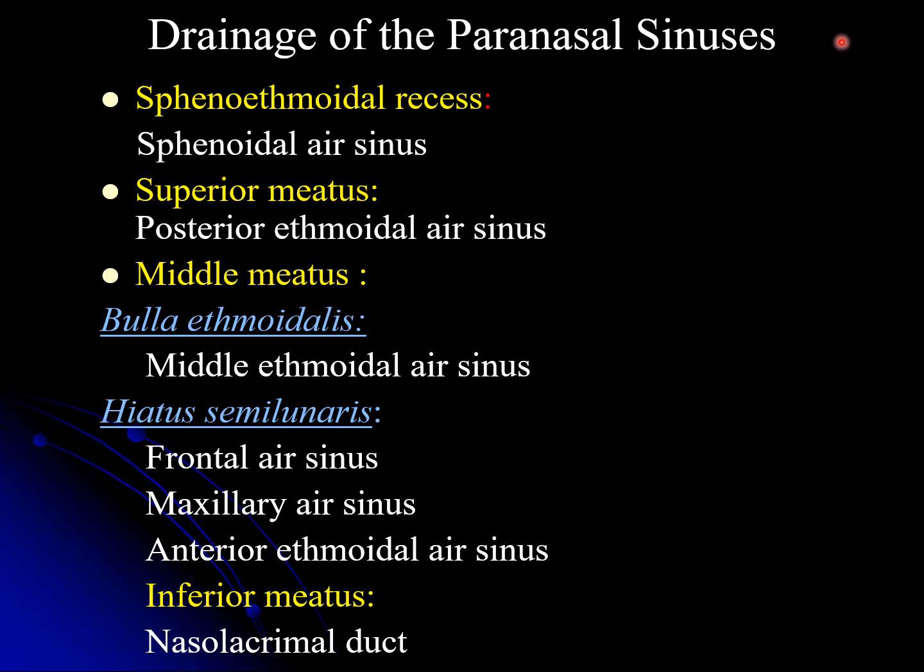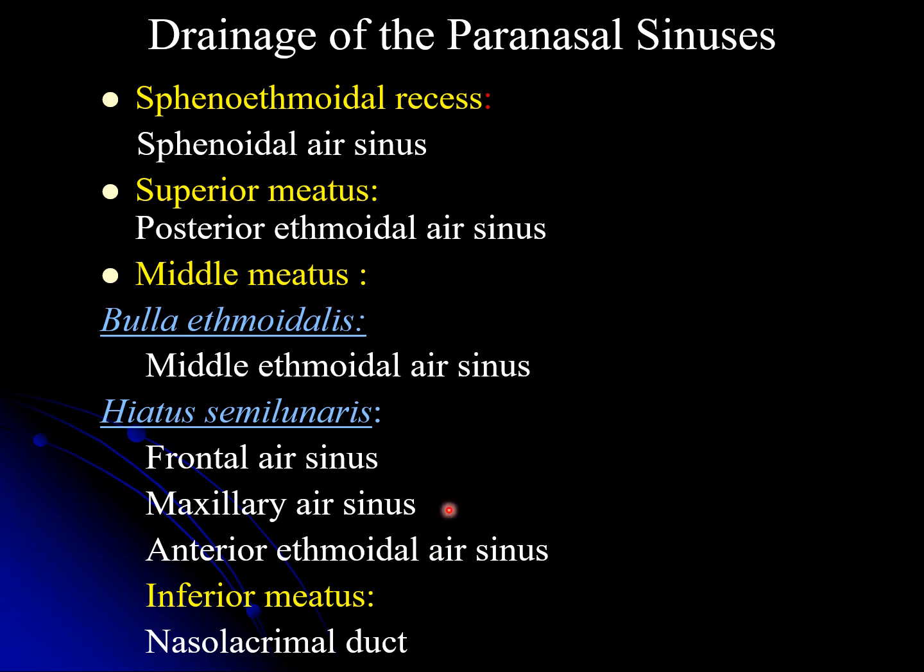So here is just a brief description: the sphenoethmoidal recess drains the sphenoidal air sinus, the superior meatus drains the posterior ethmoidal air cells, and in the middle meatus the bulla ethmoidalis, which is formed by the collection of middle ethmoidal cells, drains the middle ethmoidal air cells. In the hiatus semilunaris we have the frontal air sinus, maxillary air sinus, and anterior ethmoidal sinus. They all are opening in the hiatus semilunaris.